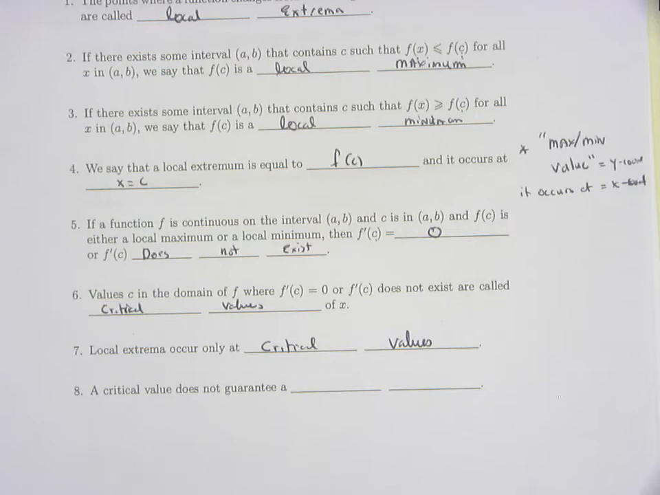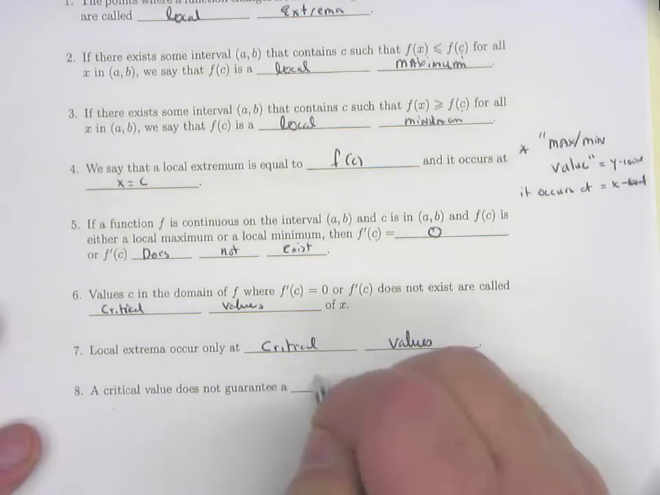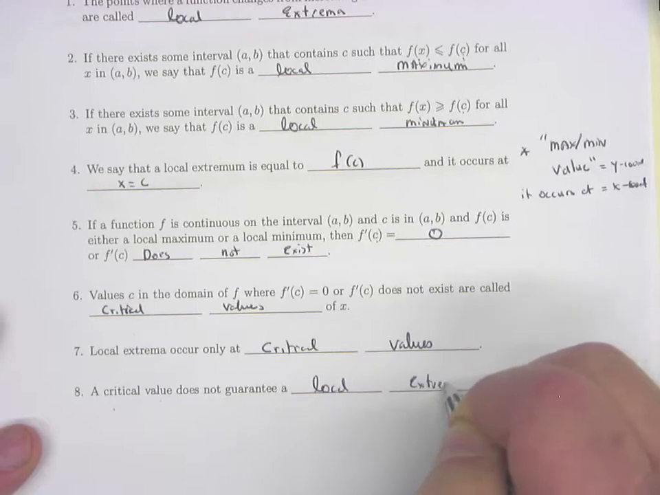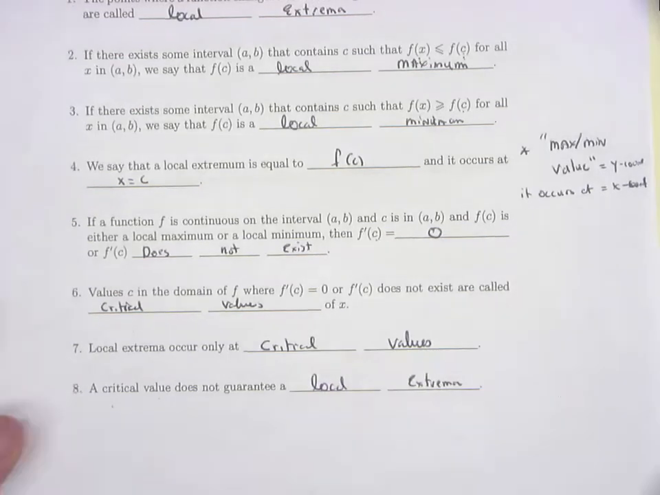But a critical value does not guarantee a local extremum. Do you remember that example I did a few seconds ago where we had a derivative equal to 0 at some x2, but when I looked at my number line, I increased, I hit my point and increased some more. It's a critical point, but it's not an extremum. To be extremum, you've got to increase and then decrease, or decrease and then increase. You've got to change signs on your number line. That's what's going on.